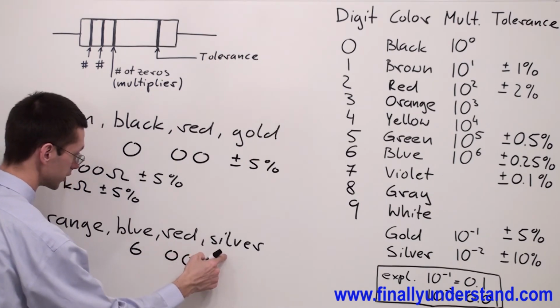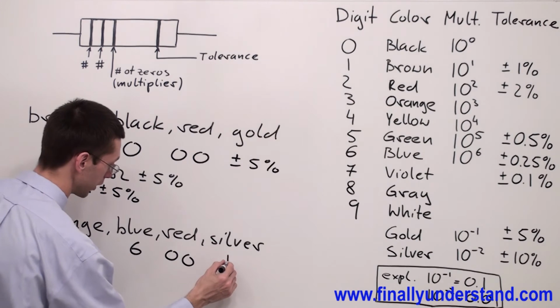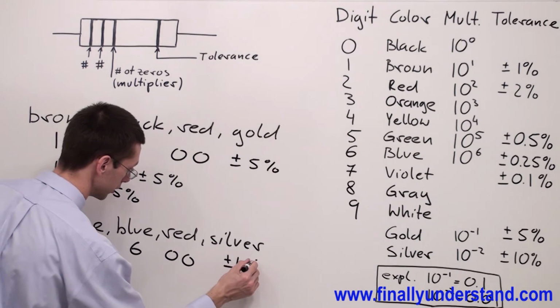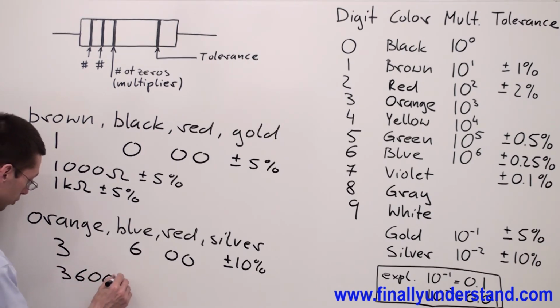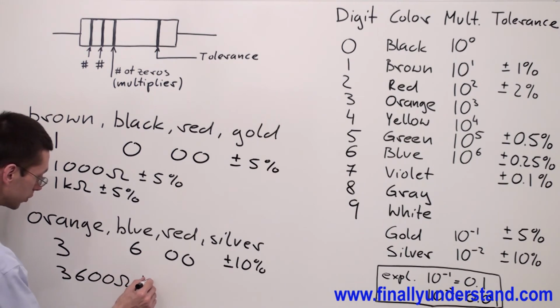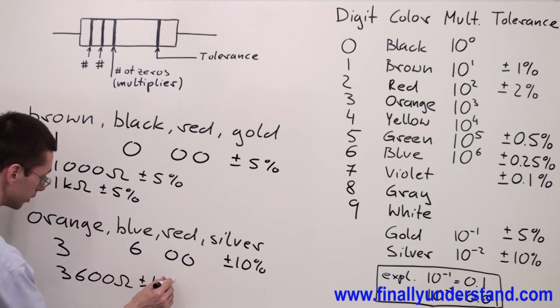And silver is my tolerance plus minus 10%. I have 3600 ohms plus minus 10%.